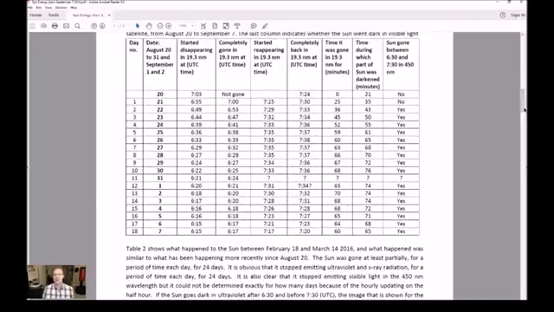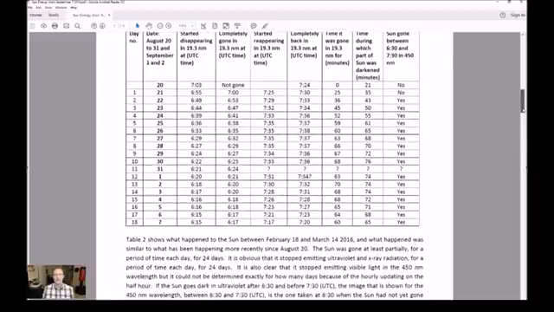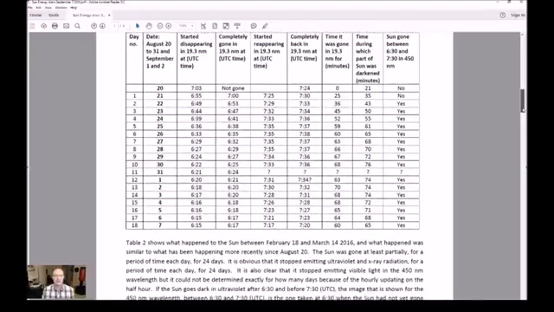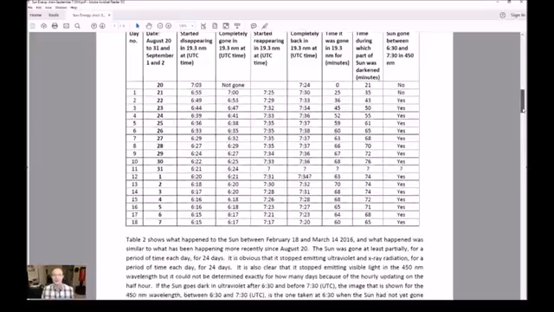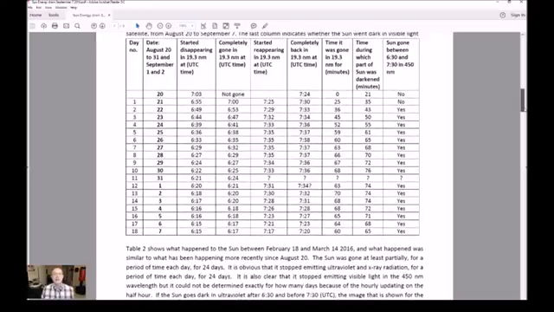From left to right, it reads: day number, day, August 20th to the 31st and September 1st and 2nd; time that the sun started disappearing from the 19.3 nanometer at UTC time; completely gone in 19.3 nanometer at UTC time; started reappearing in 19.3 nanometer at UTC time; completely back in 19.3 nanometer at UTC time; time it was gone in 19.3 nanometer in minutes, and time during which part of the sun was dark in minutes. Sun gone between 6:30 and 7:30 in the 450 nanometer, which is the visible light spectrum.